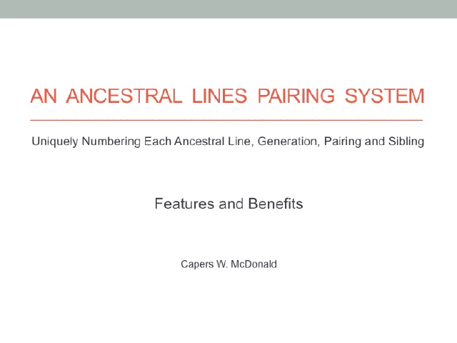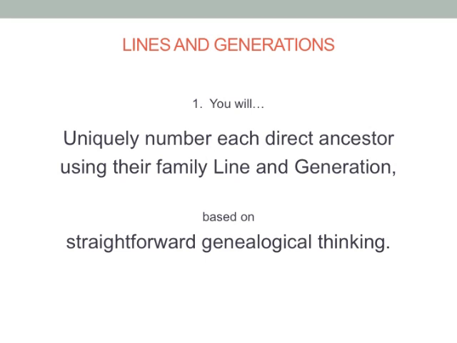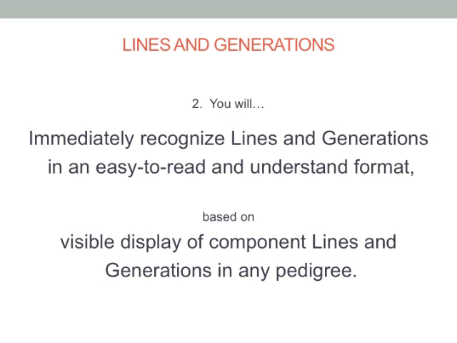Welcome to a brief discussion of the top features and benefits in the Ancestral Lines Pairing System. Based on conversations with quite a few people, these are the features, descriptive facts, that provide tangible benefits to system users. The first of these is based on straightforward genealogical thinking, that is, uniquely numbering each direct ancestor using their family line and generation. Secondly, to visibly display those component lines and generations lets you immediately recognize them in an easy to read and understand format.